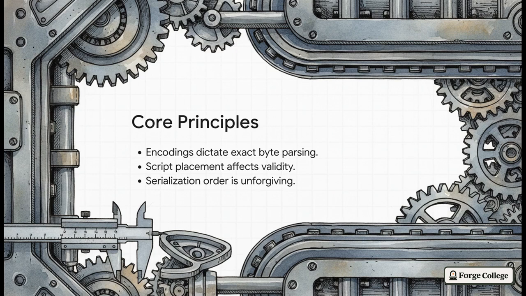First, encoding details absolutely matter. Whether it's little-endian or VarInt, these dictate the exact byte ranges parsers use. Second, script placement determines what gets signed and what is malleable, just like we saw with the SegWit witness data. And third, serialization order is strict and completely unforgiving. There is literally zero room for interpretation in the wire format. Breaking even one of these rules results in a completely failed transaction, which essentially burns all your hard work.